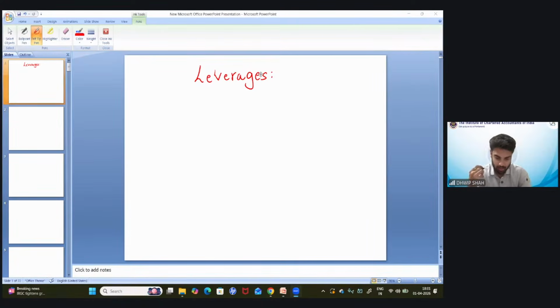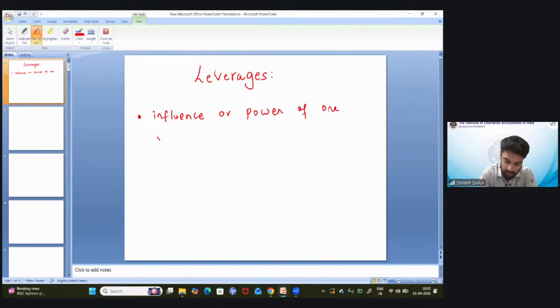Okay, first of all, what have you understood by the term leverage? In general sense, forget about financial management, what did we understand about leverage? It was nothing but influence or power of one variable on another. Means एक वेरिएबल का दूसरे वेरिएबल पे दबाव. That was leverage in very simple term.